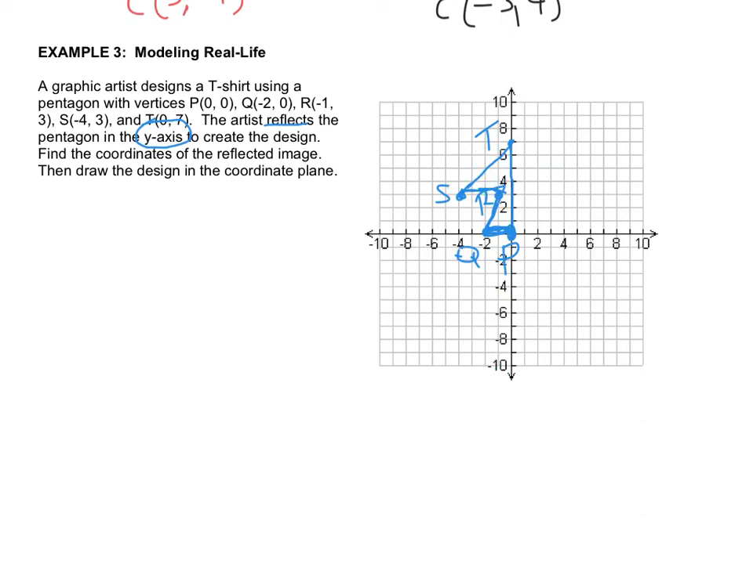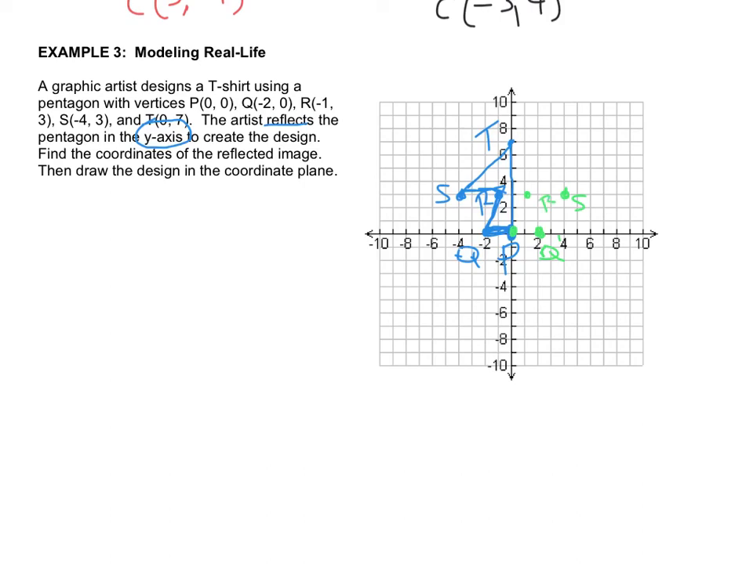So all I'm going to do is just go point by point. So P is not anywhere off of the line of reflection. It's actually sitting right on it. So this P point is actually just going to stay as P prime. Then when I look at Q, it's 2 units to the left, so I'm going to go 2 units to the right to get Q prime. Looking at R, I would go 1 across and then come across 1. There's your R point. Then S is 4 to the left, so I would go 4 to the right to plot that point.